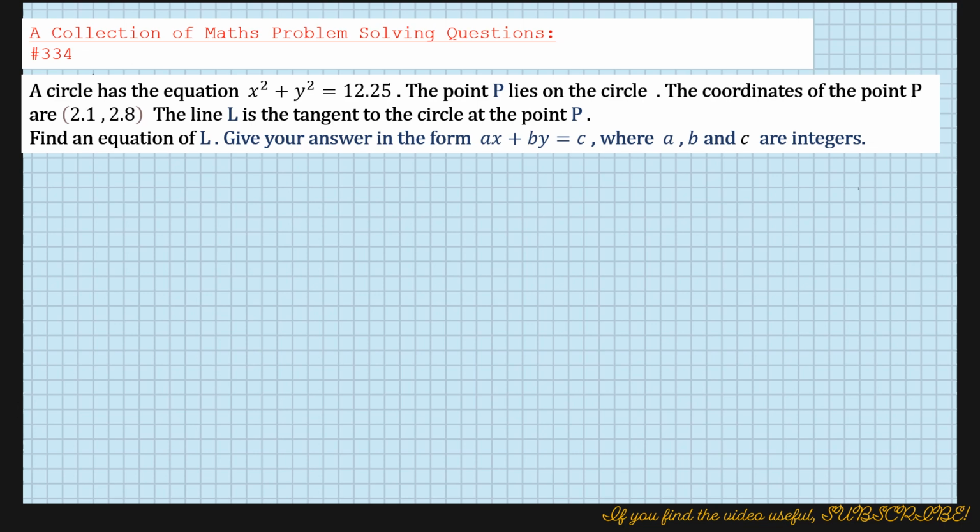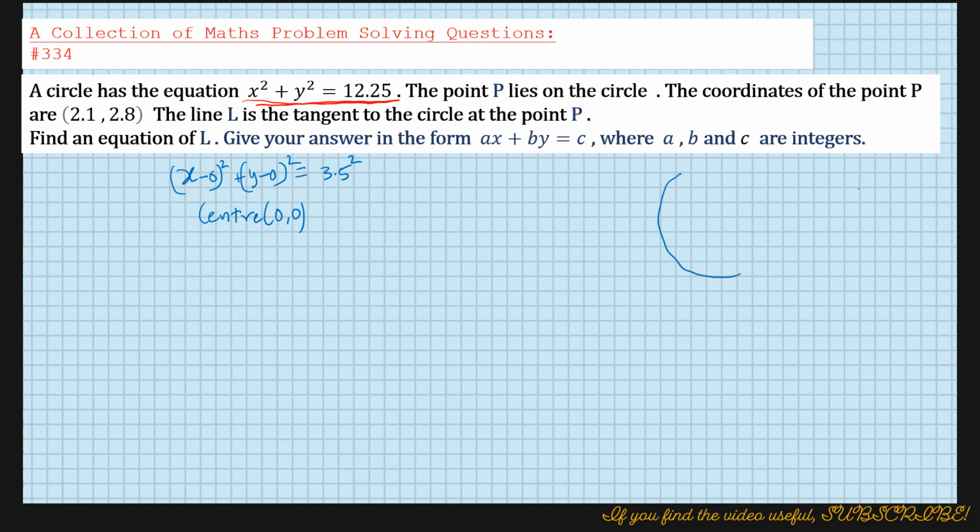So what we can do is rewrite the equation of the circle. We introduce (x − 0)² + (y − 0)² = 12.25, which can be written as 3.5². So that's the radius of 3.5, and the center of the circle is (0, 0).